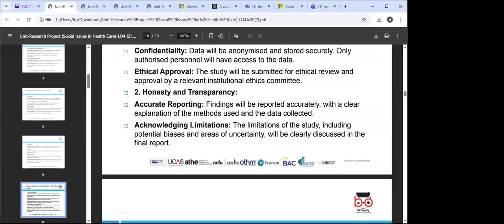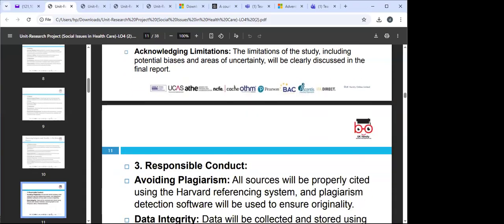Accurate reporting. Findings will be reported accurately with a clear explanation of the methods used and the data collected. Acknowledging limitations. The limitations of the study, including potential biases and areas of uncertainty, will be clearly discussed in the final report.